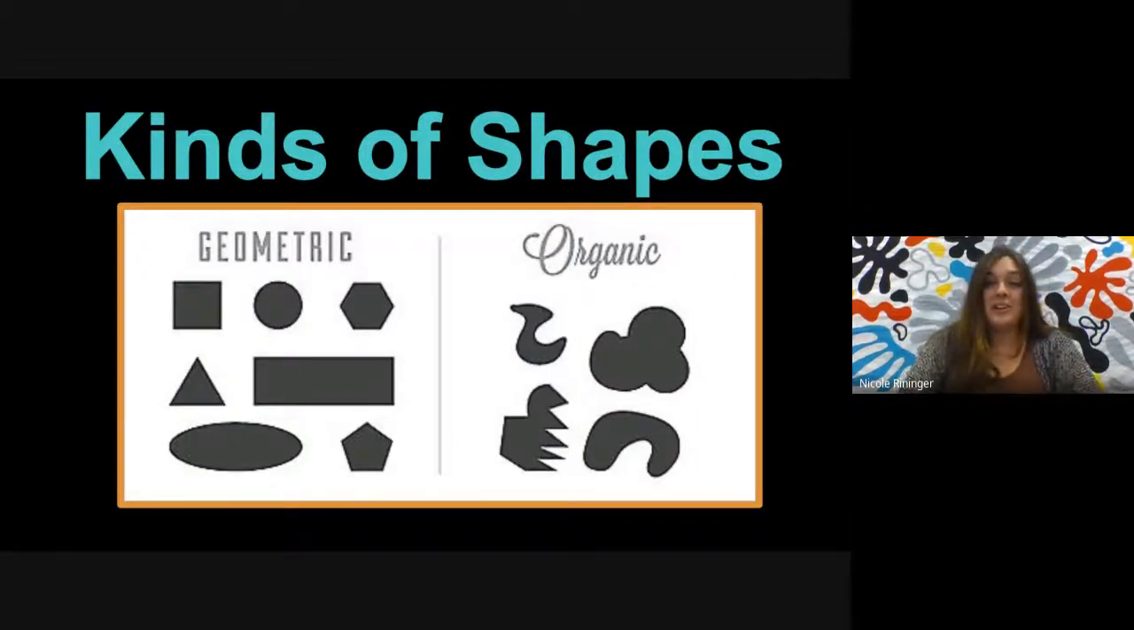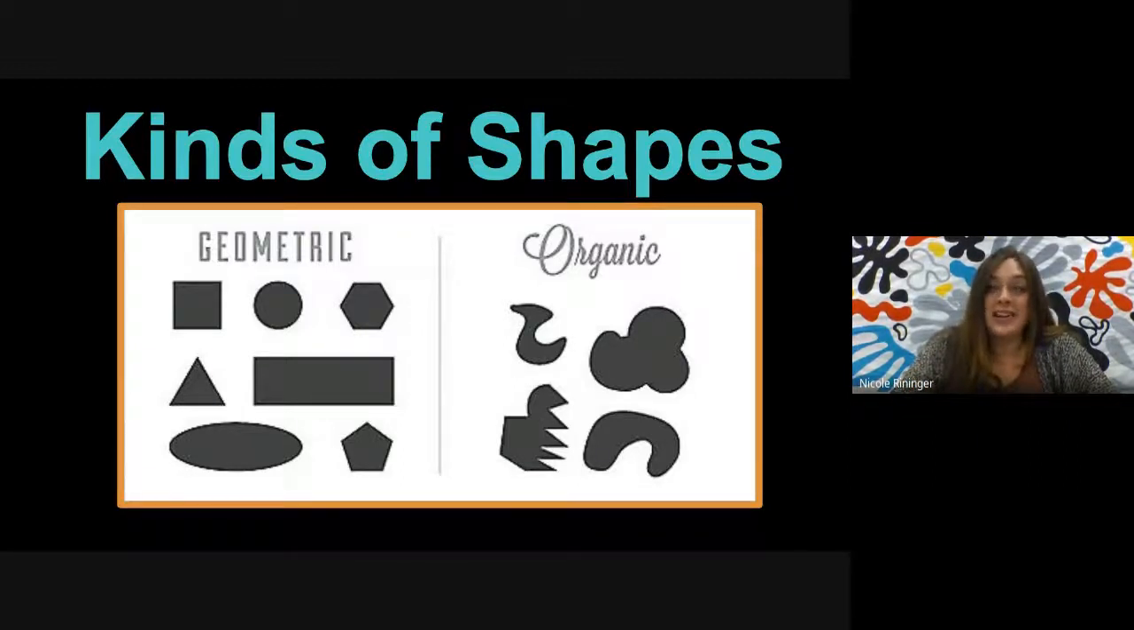Okay, now on your screen, you can see two different kinds of shapes. In one column, it says geometric, and in the other column, it says organic. Geometric shapes are shapes that are man-made. You tend to see them in math class, and they tend to be more rigid. So shapes like squares and circles and hexagons. In that column with geometric shapes, that third shape with 6 sides is called a hexagon. So shapes with 6 sides are called hexagons.